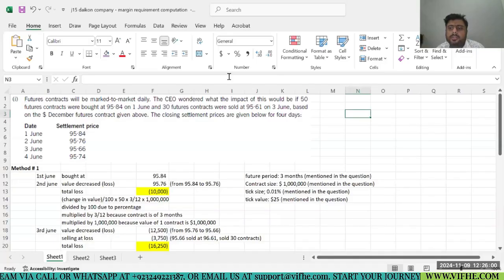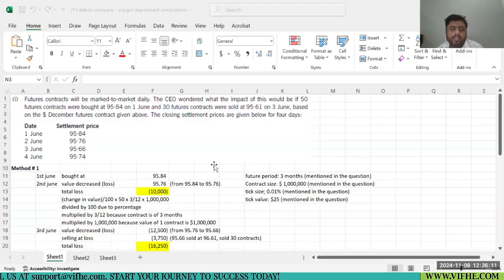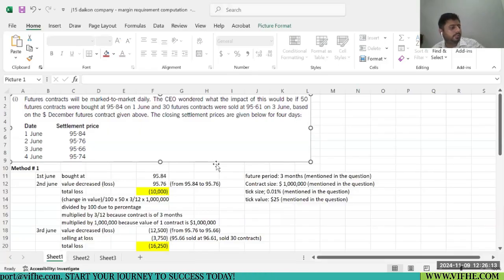Margin requirement is actually a very small deposit that you have to make. Margin is a very small deposit amount that you have to make with the dealer. It is just like a security deposit that you have to give. So it is saying that future contracts will be marked to market daily.